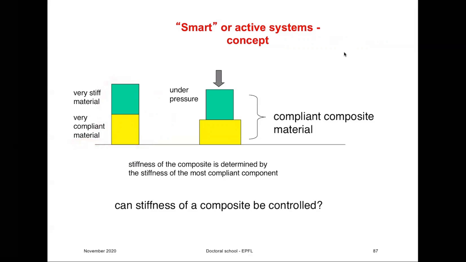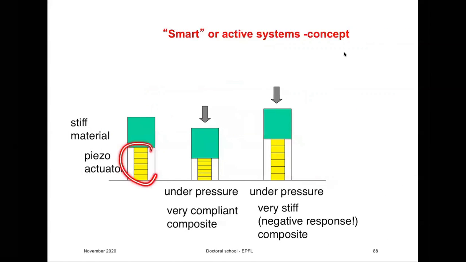Okay, so under pressure, this will deform, and the mechanical properties of this steel almost don't matter. Can we control the stiffness of a composite? Well, it's possible if we put a piezoelectric actuator below this stiff material. And now you have two possibilities. When a force is applied, this actuator can go down. It can compress, and that will make the whole structure thinner than if the actuator is not doing anything.